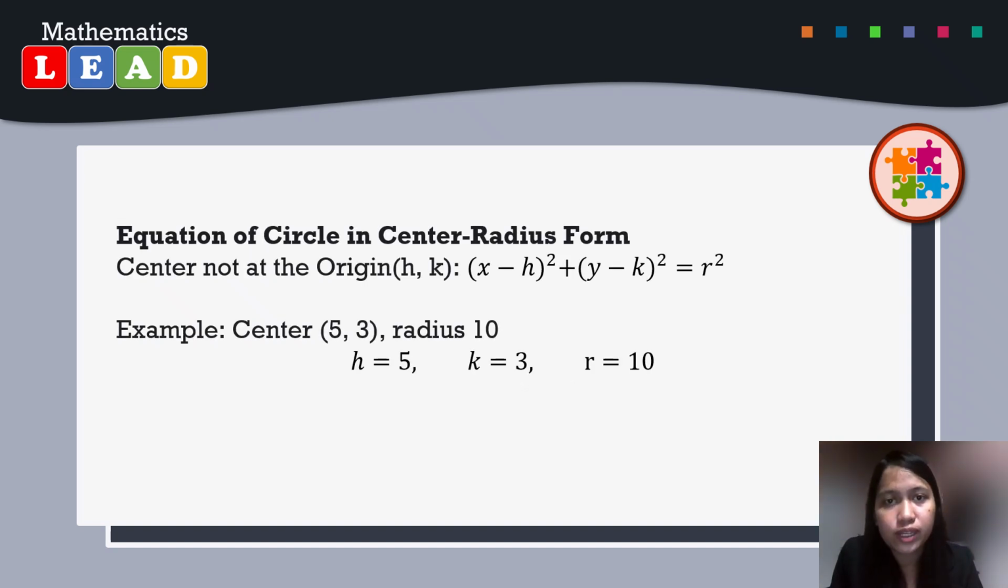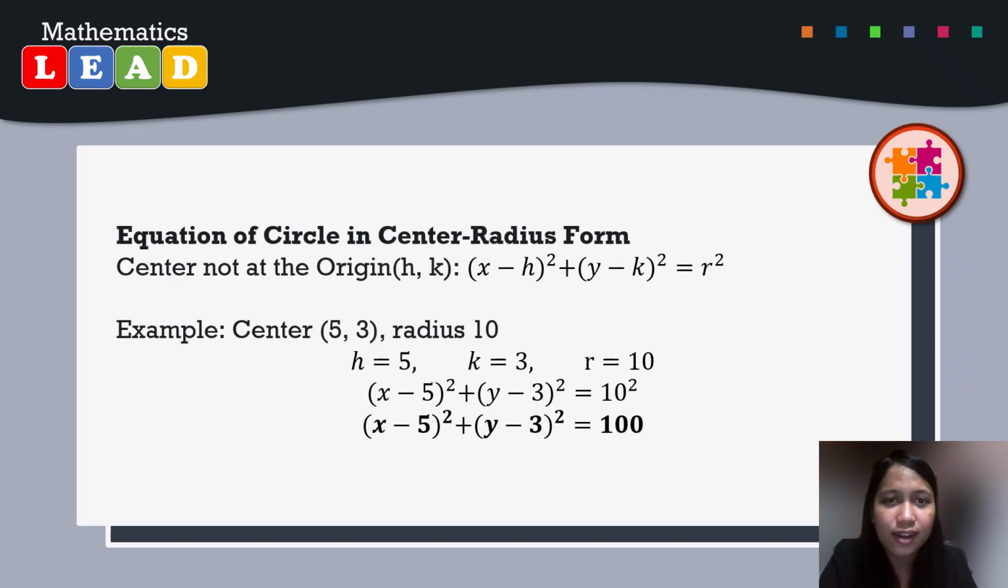Moreover, if we are given center 5, 3, and radius 10, and we substitute it in the equation, what will it look like? Quantity x minus 5 squared plus quantity y minus 3 squared is equal to 10 squared is the equation. Outstanding! Furthermore, let us simplify the 10 squared, so the final answer will be quantity x minus 5 squared plus quantity y minus 3 squared is equal to 100.